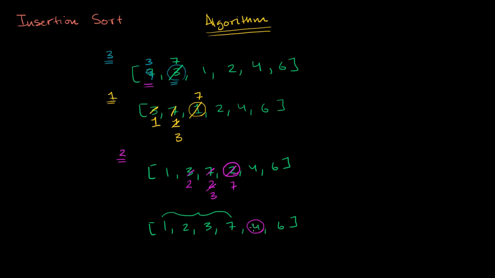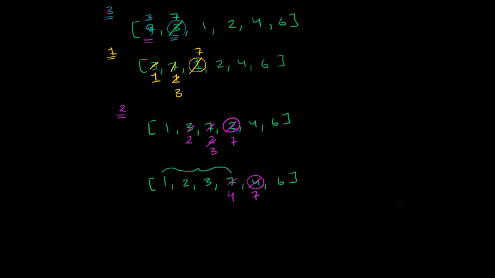Anyway, let's look at this 4. Same exact idea. 4 is less than 7, so let's put the 7 where the 4 is and put the 4 where the 7 is. Is 4 less than 3? No, it's not less than 3, so we stop. We're done. Now everything up to and including the 4th item in this list, 0, 1, 2, 3, 4, is now sorted. Now our list looks like this. Let me write it down. It is 1, 2, 3, 4, 7, and then 6.